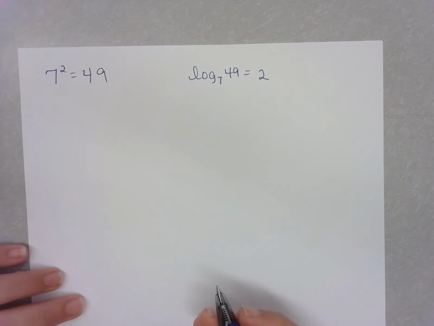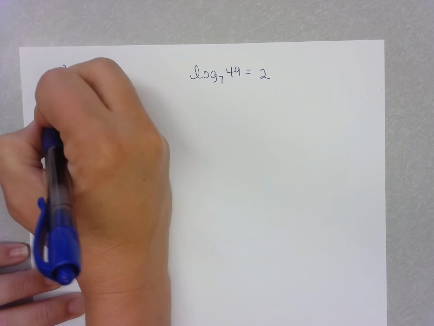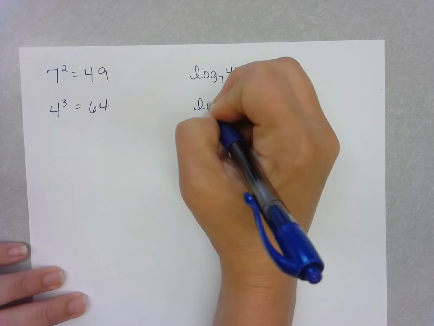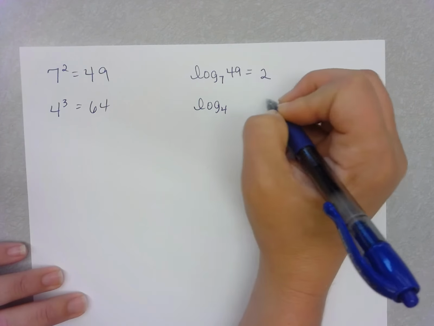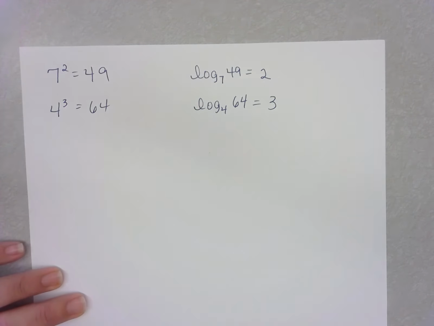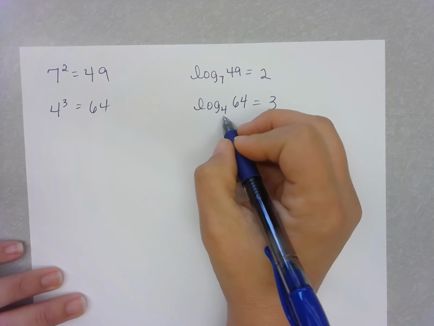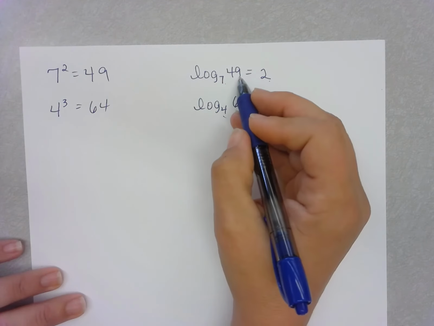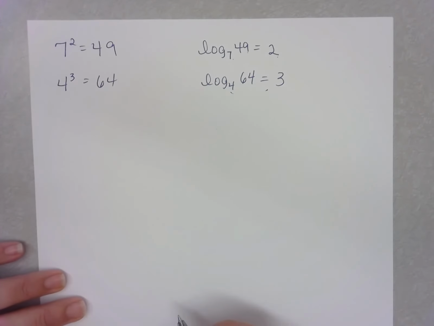Okay? So again, one more. 4 cubed equals 64 would give me log base 4 of 64 equals 3. So this would be 4 cubed equals 64. This says 7 squared equals 49. So let's try to do some without knowing what the answer is.